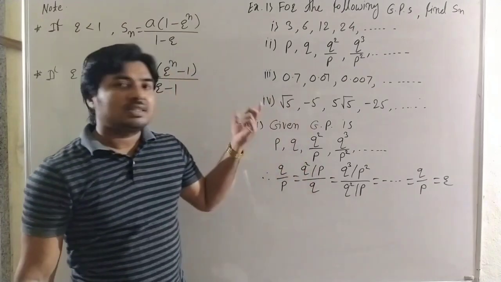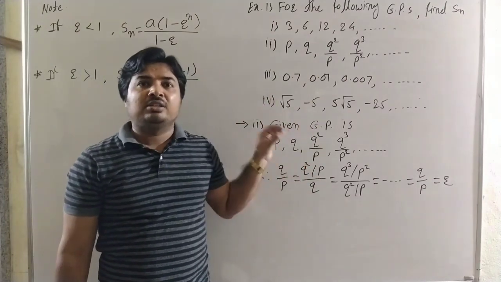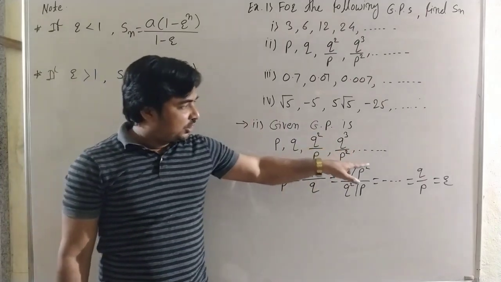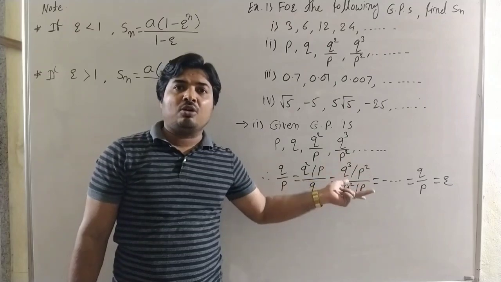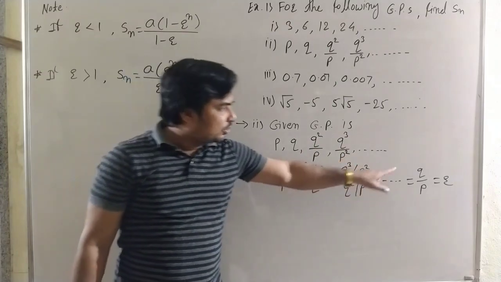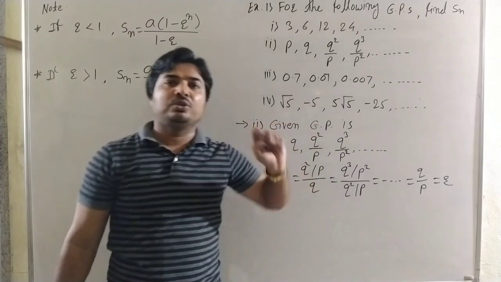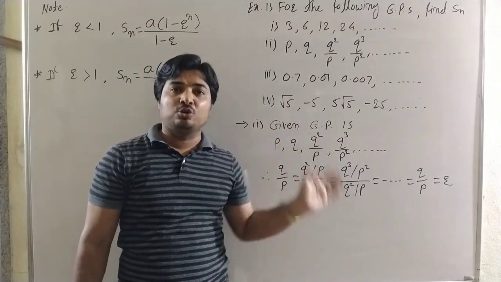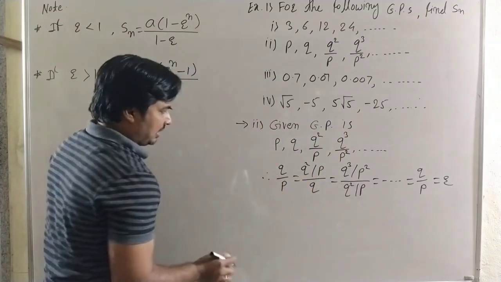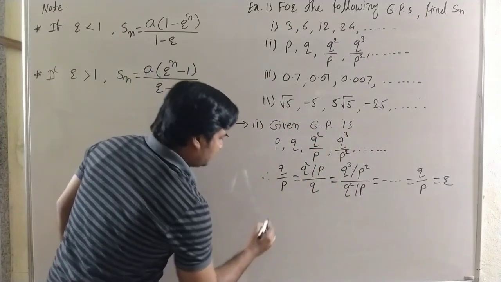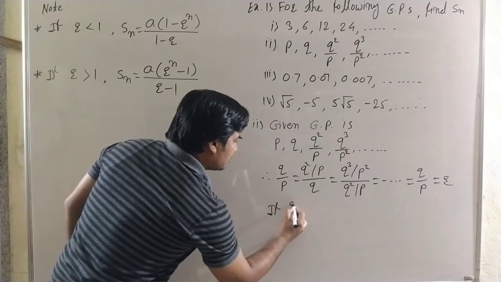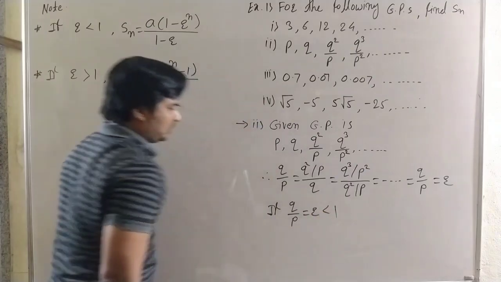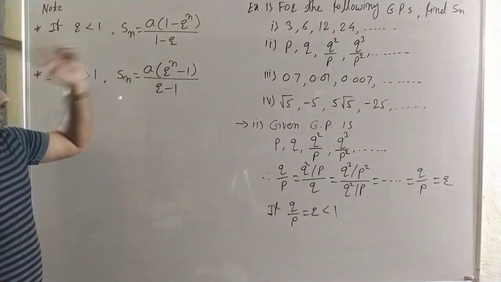But in the last example, the value of R was directly 2, and that 2 is greater than 1. But whether Q by P is greater than 1 or less than 1, we don't know. Here for Q by P, we take both cases: Q by P is less than 1, or Q by P is greater than 1. See carefully, here A is equal to P, it is the first term. Now if Q by P is equal to R, and R is less than 1, we can write this formula.